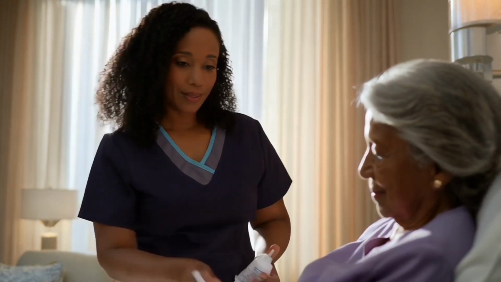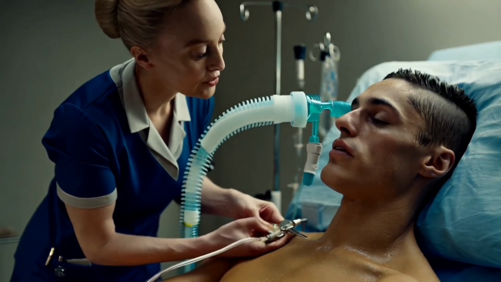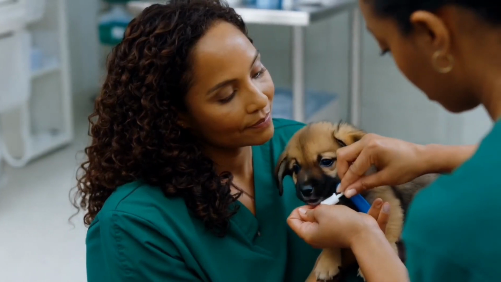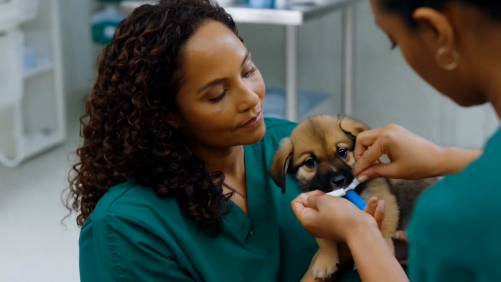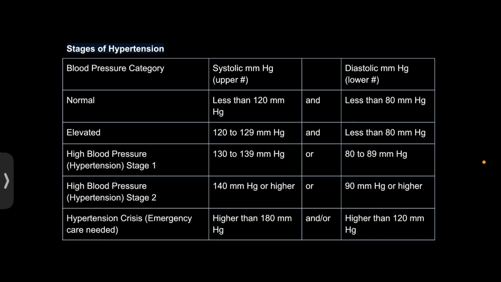What is the normal range for hematocrit levels? For male patients, it is 42 to 52%. For female patients, it is 36 to 45%. What is the normal range for hemoglobin levels? For male patients, it is 15 to 17 g/dL. For female patients, it is 12 to 16 g/dL.